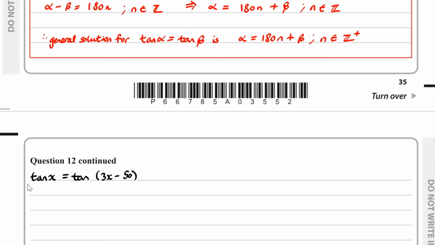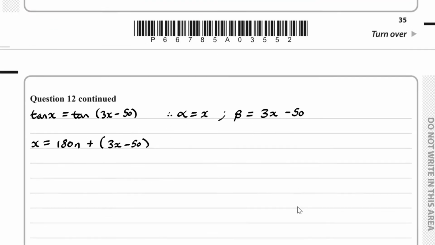So if I inverse tan both sides, or match it up with what I have over here, we see that x is equal to 180n plus 3x minus 50. So in other words over here, alpha is equal to x, and beta is equal to 3x minus 50.